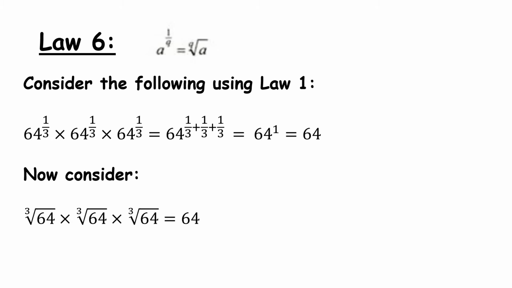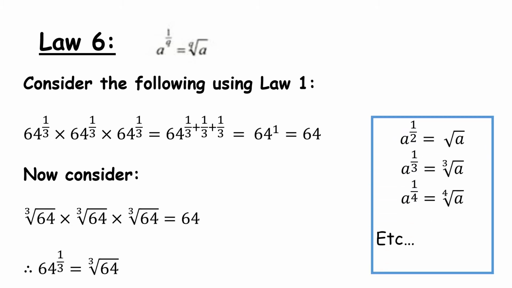So notice how similar these two pieces are. 64 to the power of a third multiplied by itself and then multiplied by itself again gave us the exact same answer as the cubed root of 64 multiplied by itself and multiplied by itself again. So what we can conclude from this is that 64 to the power of a third is the same as the cubed root of 64. So when we see any powers which are in fractional form, they're going to link us back to the roots in some way. The important ones to note would be a to the power of a half is the square root, a to the power of a third is the cubed root, and a to the power of a quarter is the fourth root, and so on and so forth.